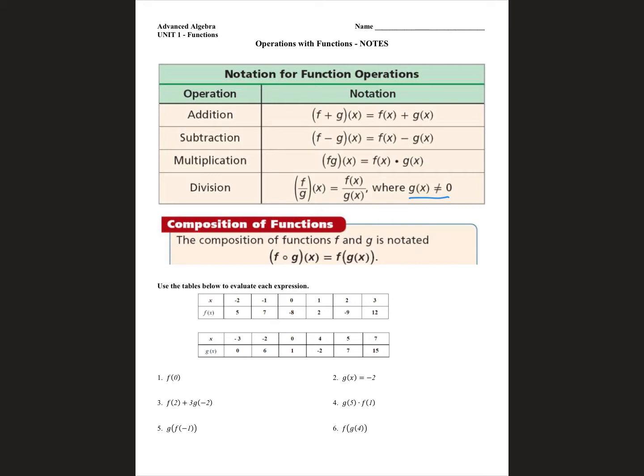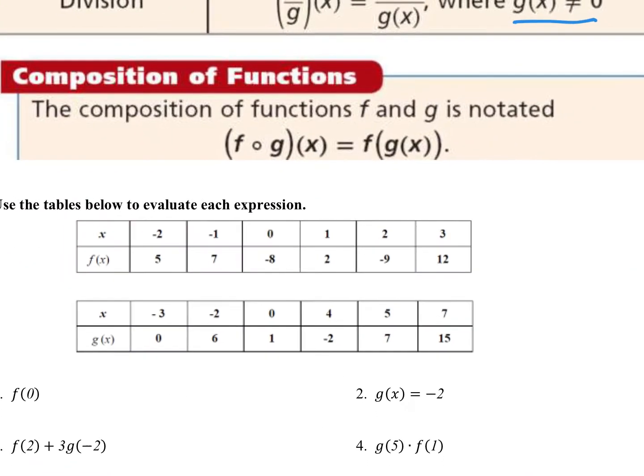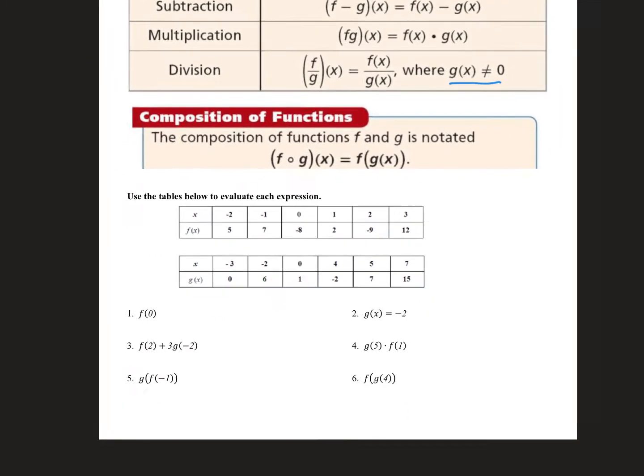It's always undefined. And the last part is composition of functions. Easiest way to describe a composition, it's a function within a function. So for instance, f of g of x is saying find the value of g of x and then take that value, plug it into our function f. We'll go through some practice problems, and the more practice you do with this, the better off you're going to be. So let's go ahead and scroll down to the bottom here.